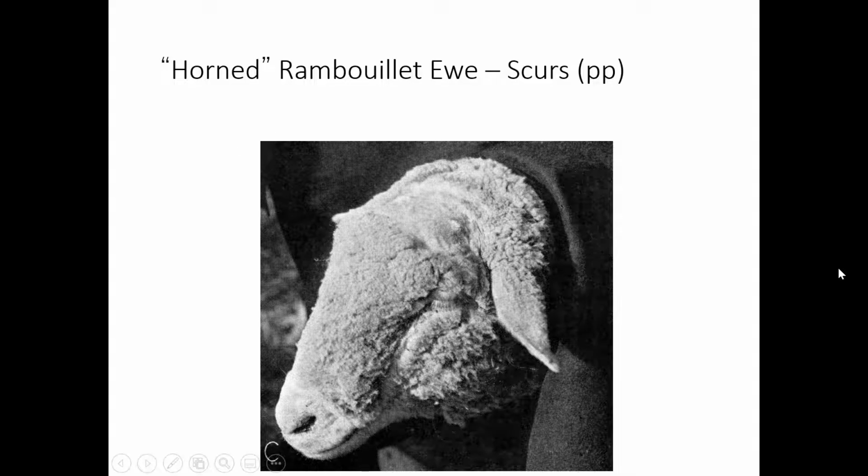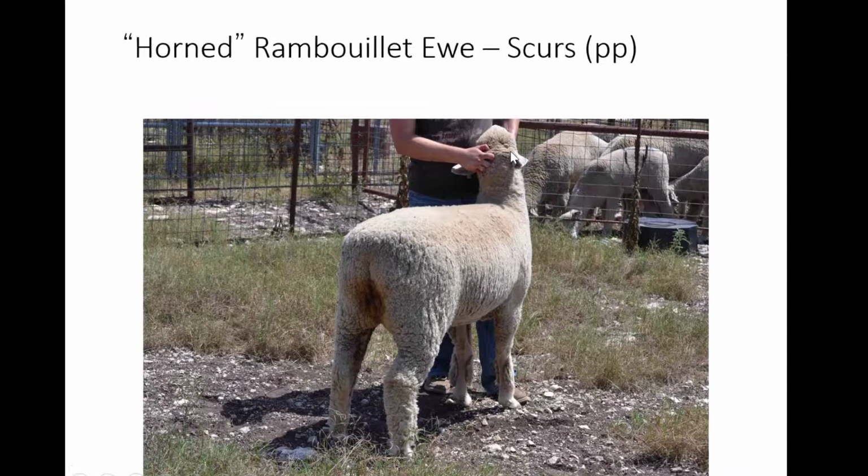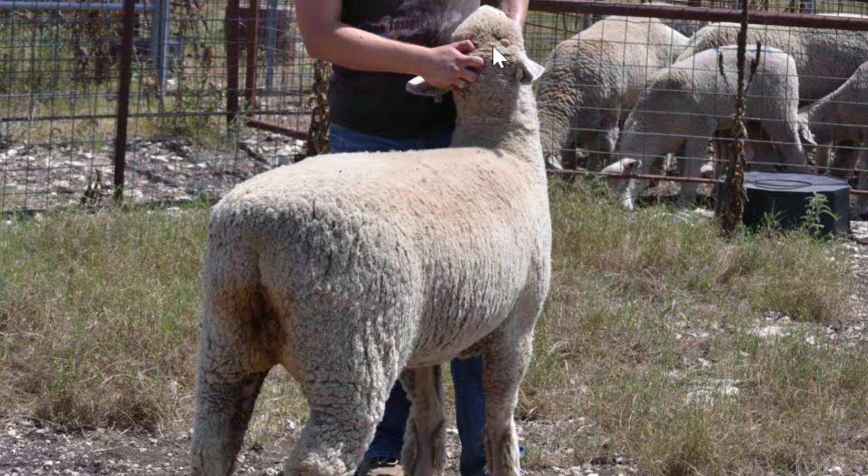Here we have a Rambouillet ewe. She has skers. She's little p. Here you can see the sker coming out of her head. Here again, we have a Rambouillet ewe that has skers. You can see the sker right here.